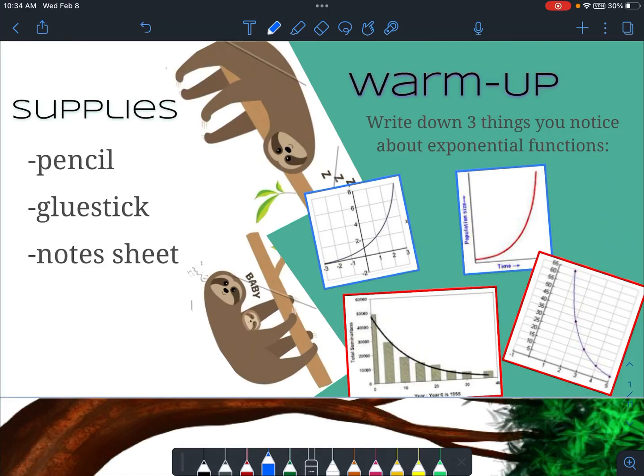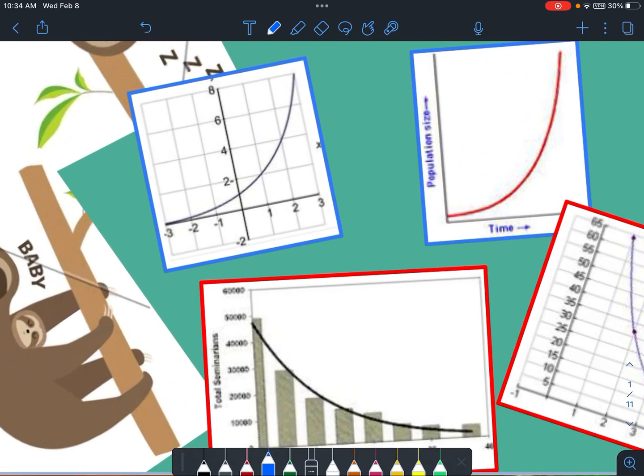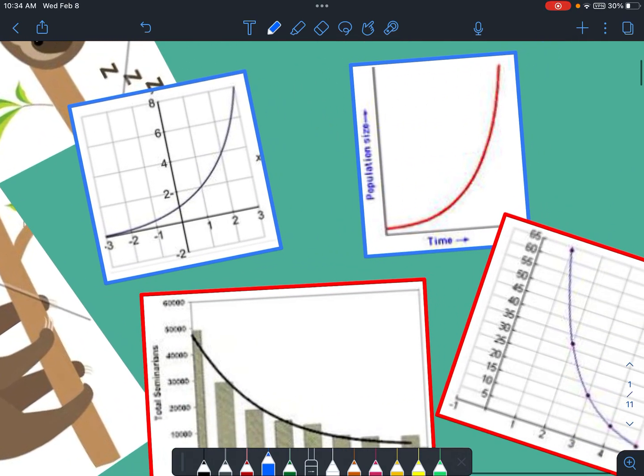Okay, this video is on exponential functions. It's our intro lesson that we went through to introduce what an exponential function is. So we started out with these four graphs, and we said, name three things you see about them.